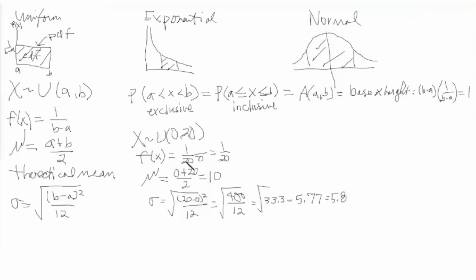And then the probability between 0, x is greater than 0 and less than 20. That is just going to be 20 minus 0 times 1 over 20 minus 0, which gives us 1, which is what we would expect.